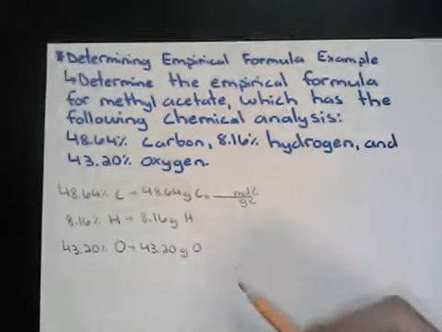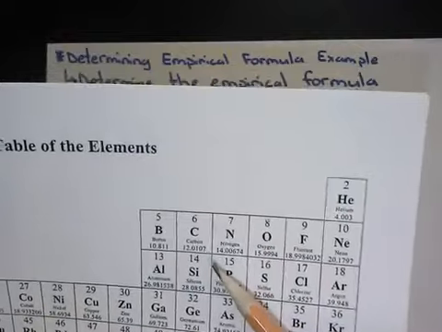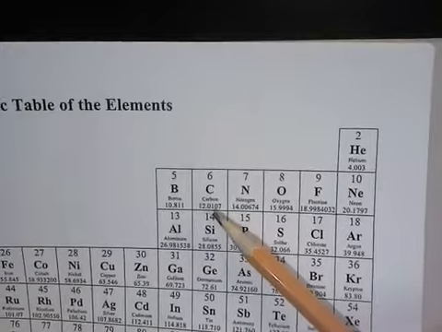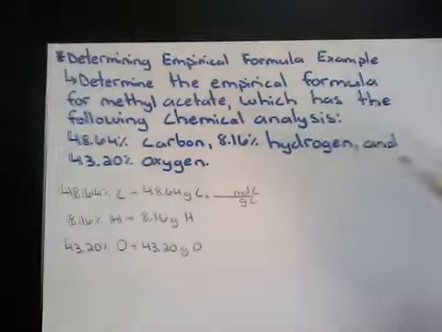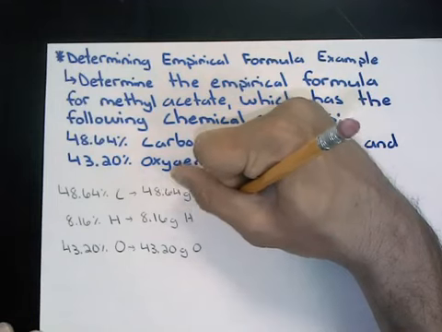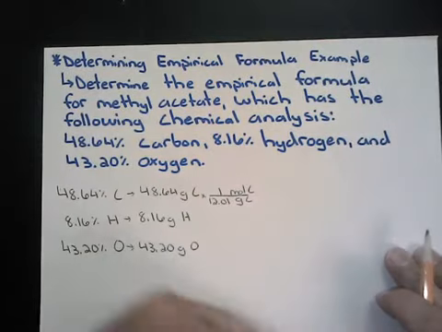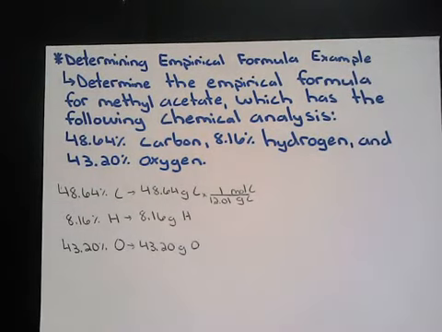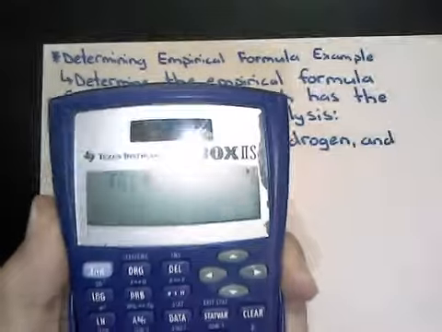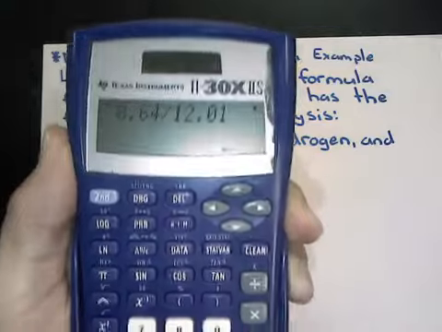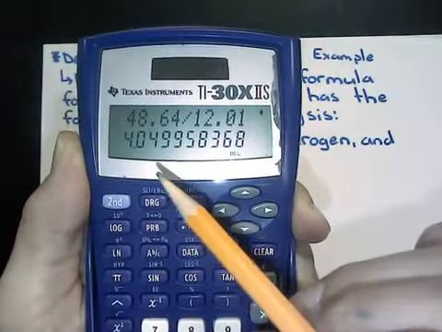And where we find that gram to mole ratio is the periodic table. Now, on the periodic table, it says there's 12.01 grams per 1 mole. Again, 12.01 grams per 1 mole. So our grams goes on bottom. Now, we plug this into our calculator, and I'll show you what to round to. So we have 48.64 divided by 12.01. We press enter, and we're going to keep 2 decimals.